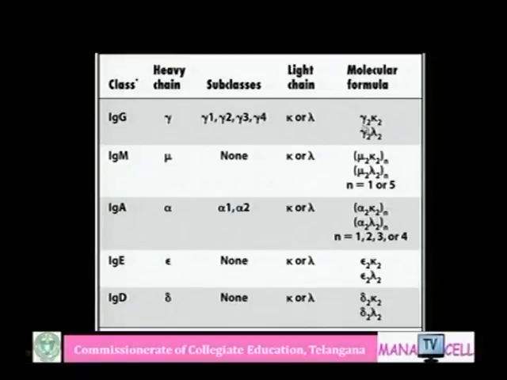IgG always exists as a monomer, whereas IgM exists as a monomer, dimer, tetramer, pentamer and hexamer. That way you can write the molecular formula of these immunoglobulins, where n is equal to 1 or 2 or 3 or 4 or 5. IgA exists as 2 types, dimer as well as monomer, and IgE and IgD always exist as monomers. Sometimes IgD is present on the surface of the B cell, so IgD is also involved in antigen presentation.